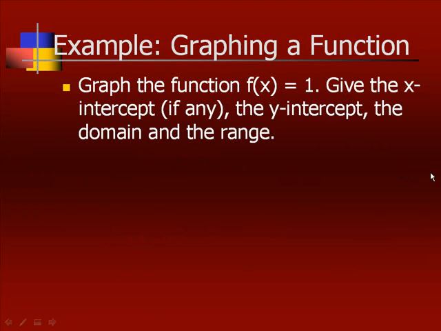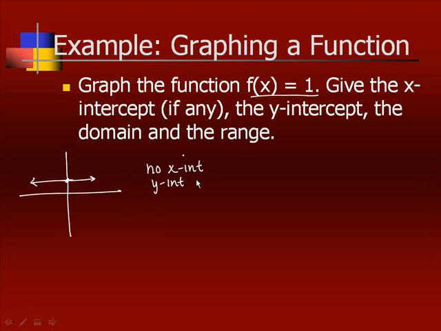Now, let's graph the function f of x equals 1. Remember, this is a constant function. So really, we don't even have to do anything. We just say it crosses the y-axis at 1. For the x-intercept, it doesn't cross the x-axis, so we say there's no x-intercept. The y-intercept is the ordered pair 0, 1. Domain, the graph goes everywhere left, everywhere right. Range, the only y value is that 1 point, so I can put it in set notation rather than ordered pair notation.